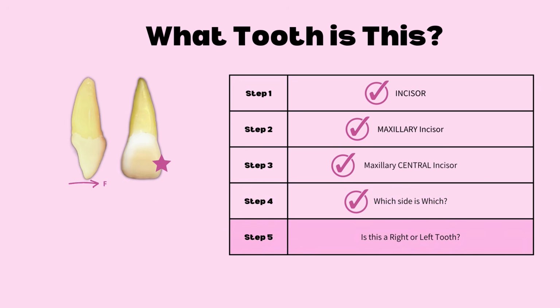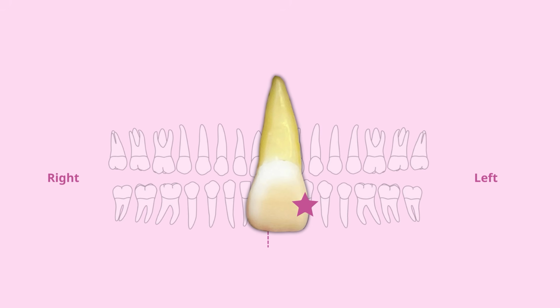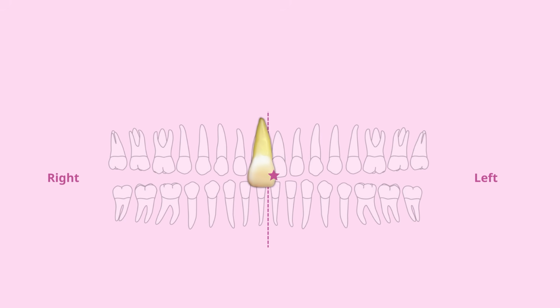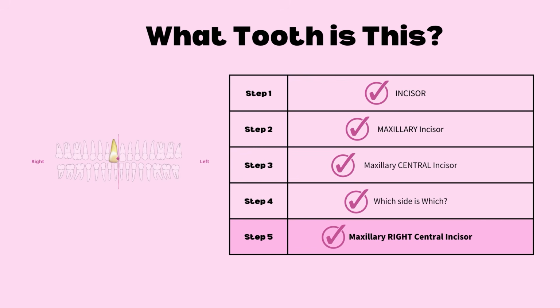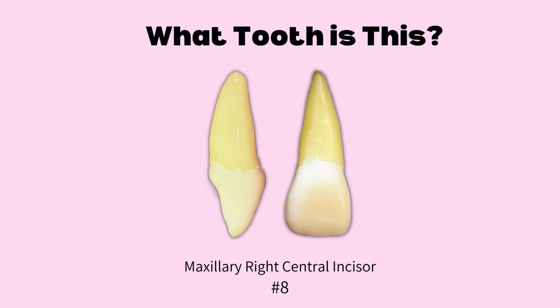Is this a right or left tooth? The way I'm going to figure this out, I'm going to hold this tooth with the facial facing me, and I'm going to remember that this is the mesial. I'm going to take this tooth to my imaginary mouth or my scratch paper with the written out teeth numbers, hold the mesial to the midline. Which side of the patient's mouth do I end up on? The right side. So this is the maxillary right central incisor, aka number 8.